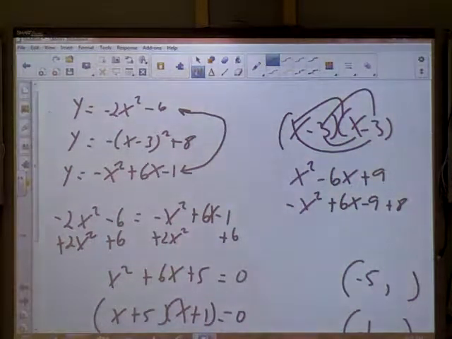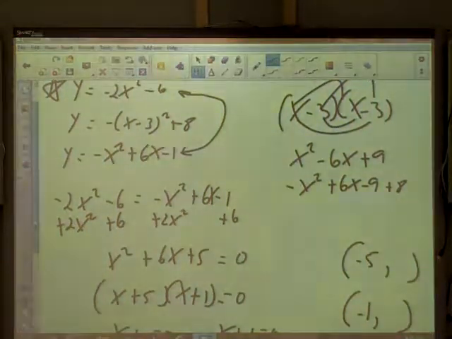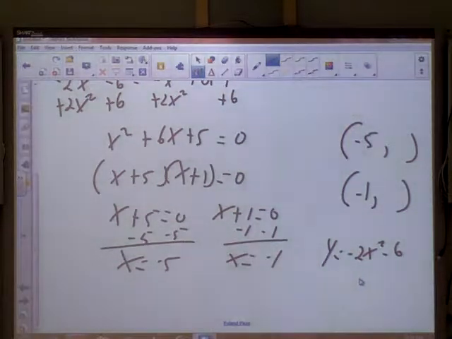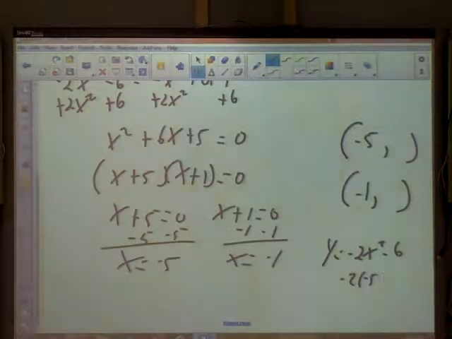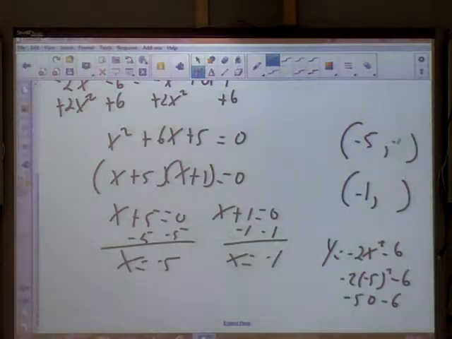I would probably plug it in here in this first thing. So let me write that down here. Y equals negative 2x squared minus 6. So I have negative 2 times negative 5 squared minus 6. Negative 5 squared is 25. Times negative 2 is negative 50. Negative 50 minus 6 is negative 56. So there's one point where they're going to intersect.